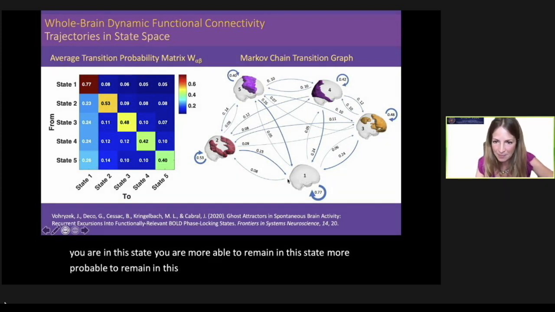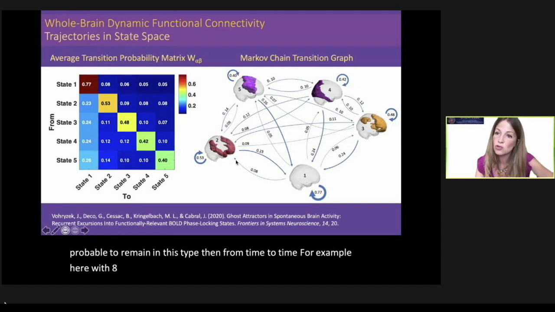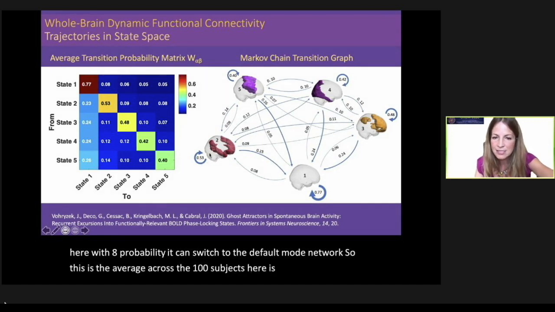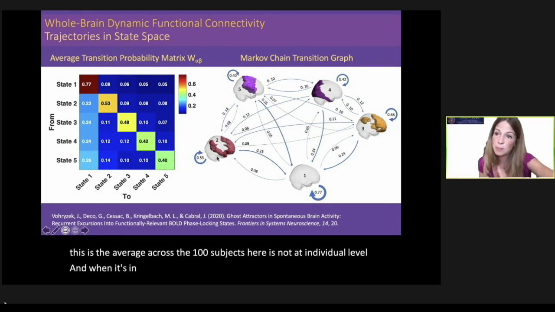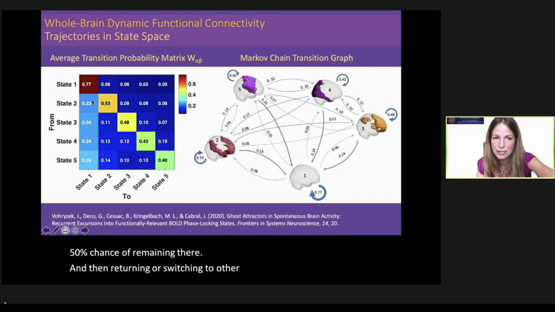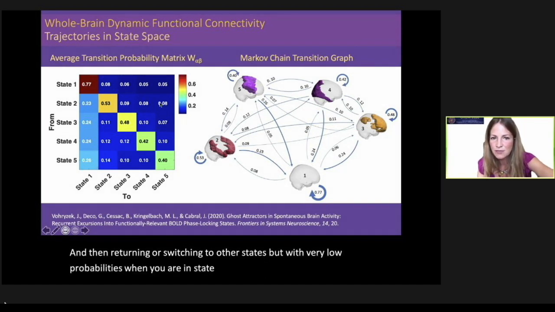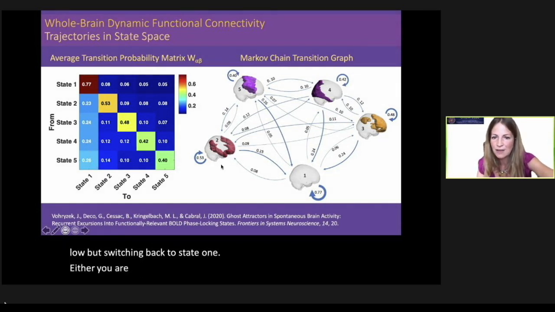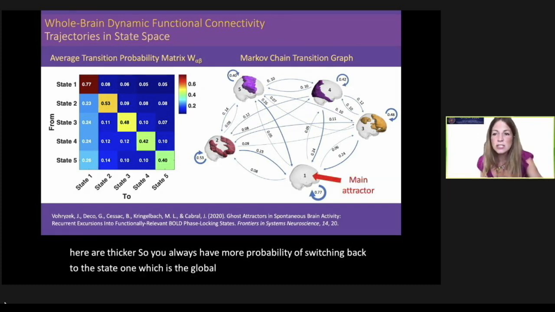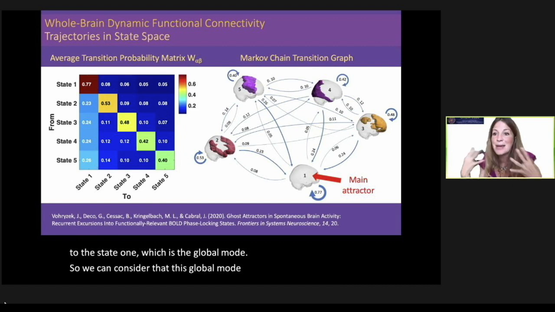Then from time to time, for example, here with 8% probability, it can switch to the default mode network. So this is the average across the 100 subjects. Here it is not at the individual level. And when it's in the default mode network, there's around 50% chance of remaining there and then returning or switching to other states, but with very low probabilities. When you are in state two, switching to other states is very low, but switching back to state one, whether you are in state two, state three, state four, state five, these arrows here are thicker, so you always have more probability of switching back to state one, which is the global mode. So we can consider that this global mode is what we call a main attractor in this whole brain dynamical system.